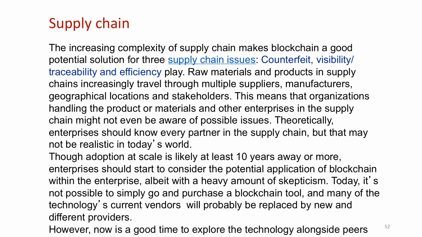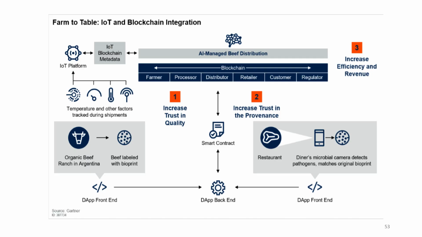That's one way to look at that. I took it from Gartner, so you can find it on Gartner, but I'll try to explain what it is. Here is this Internet of Things platform. You can think of that as sensory data. You can have temperature, you can have speed, you can have other things that are attached to your shipments. And that forms metadata, something that goes into the blockchain.